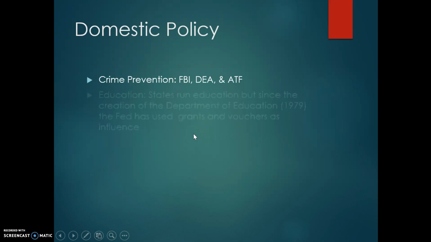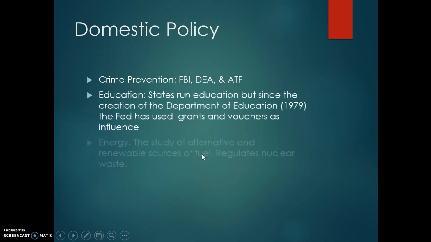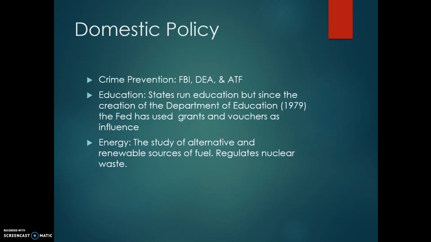So domestic policy is going to be dealing with things such as crime prevention, education, energy. Let's see, the Department of Education was created in 1979 because it allowed the federal government to play a role as far as helping to fund through grants and vouchers to try and influence how states run their education.